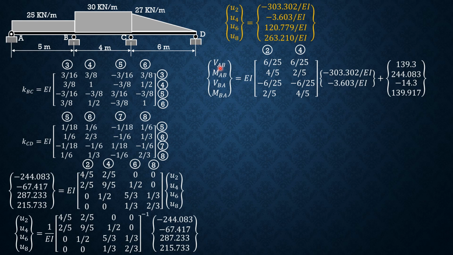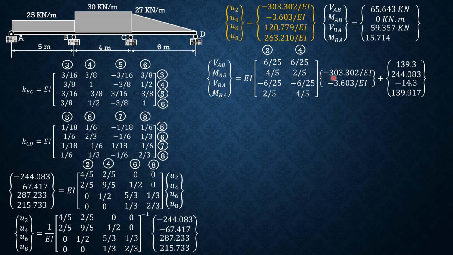So to solve for shear AB, for instance, we have 6 over 25 times negative 303.302 plus 6 over 25 times negative 3.603 plus 139.3. So we have the results. Then moment AB is the quantity 4/5 of negative 303.302 plus 2/5 times negative 3.603 plus 244.083. It is expected that the moment at A, or moment AB, is 0. So that's why it's 0 there.